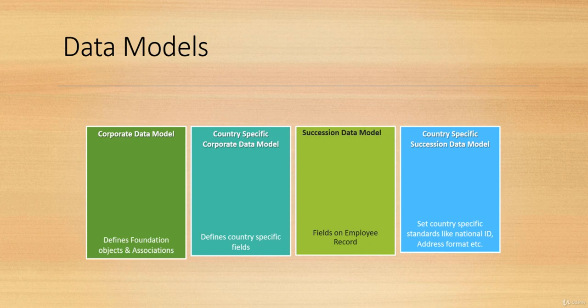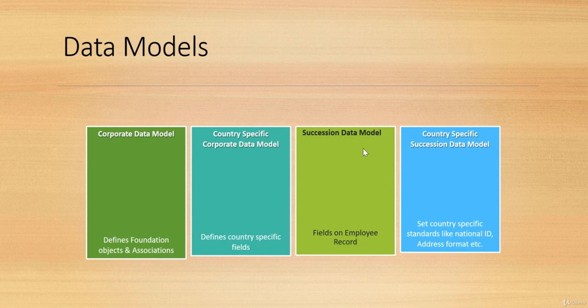The country-specific corporate data model defines the country-specific fields related to these foundation objects. For example, we saw on the location object, there are fields related to business address for the different countries. For the United States, there is a different set of fields which appear on the business address. For Canada, there is a different set of fields which appear for the Canadian address. So these fields are defined in the country-specific corporate data model.